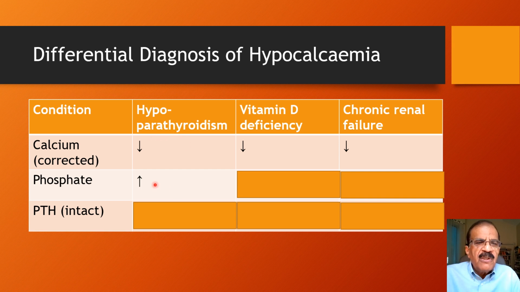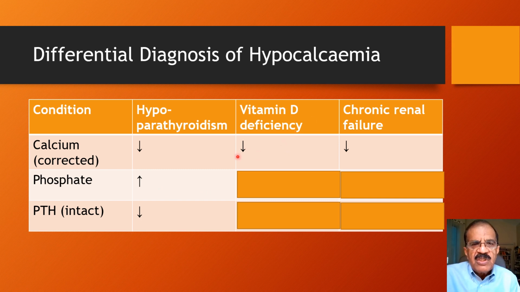In hypoparathyroidism, phosphate will be elevated because parathormone has just the opposite effect on phosphate as compared to calcium. Parathormone always tries to excrete phosphate from the kidneys. Once there is not a sufficient level of parathormone in the body, phosphate will be retained, so there will be hyperphosphatemia. And PTH intact is low because we are actually discussing hypoparathyroidism. So parathormone is low, calcium is low, and phosphate is high. This is an important point.